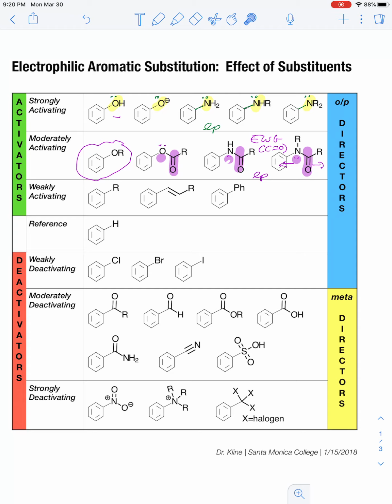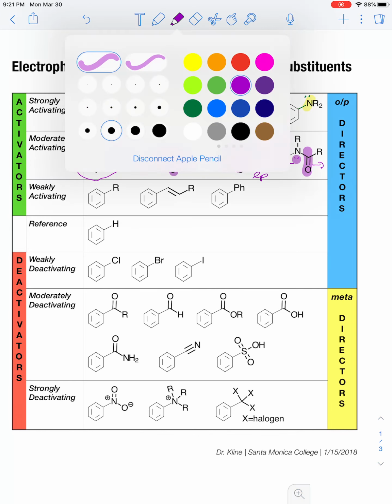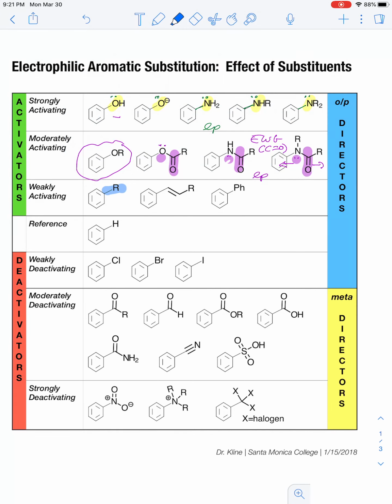All right. Then if we move on to the last set of activators, if you wanted to look for a commonality with all of these, you could say that in all cases, they have an alkyl-based group, or maybe even a better way of saying this is that they have a hydrocarbon group, in other words, carbon and hydrogen only, attached to the benzene ring, and those are weakly activating.